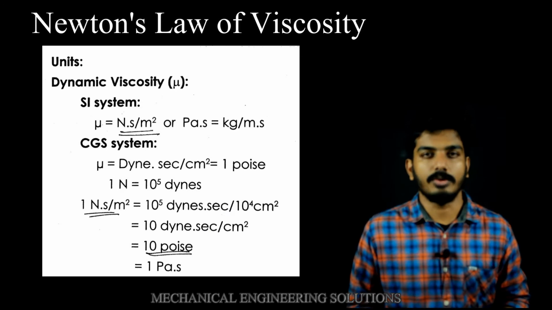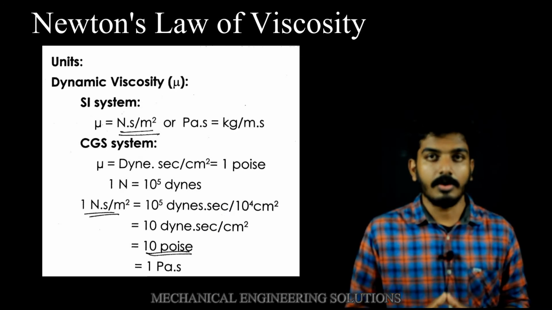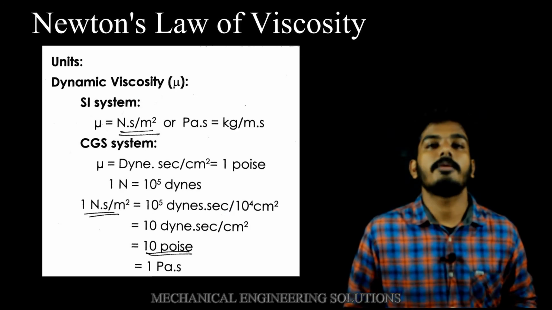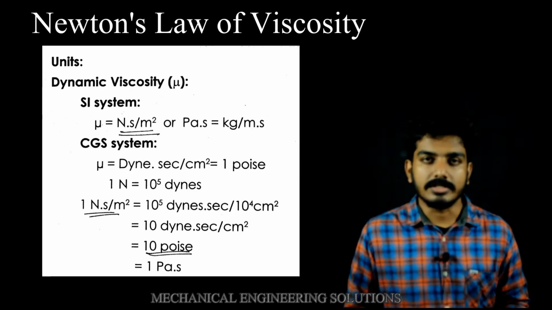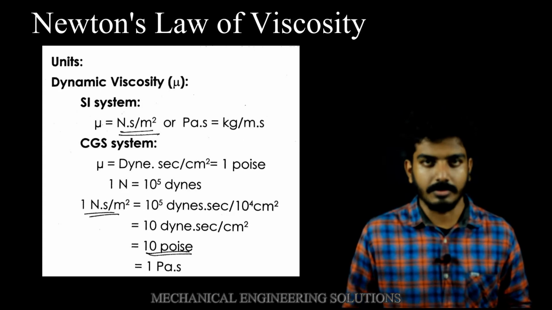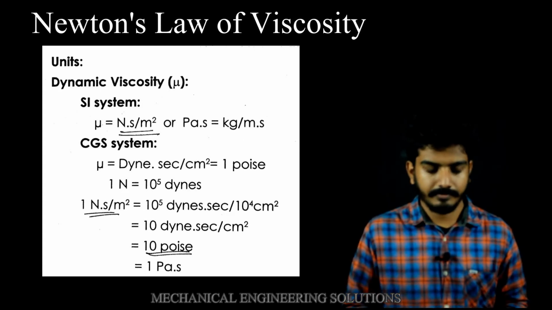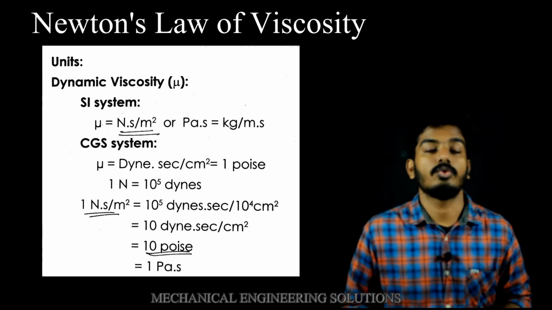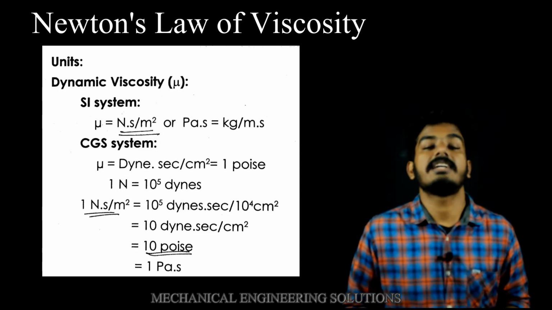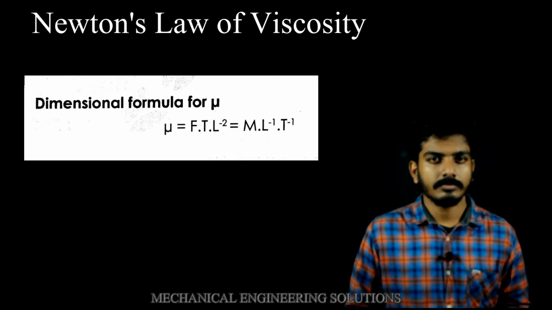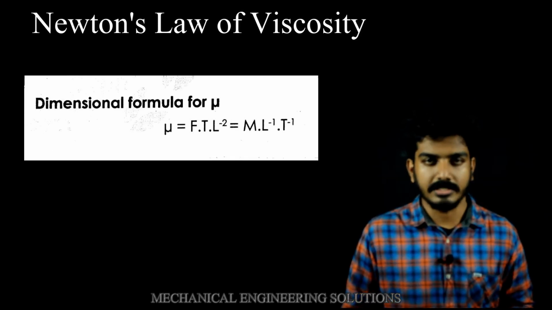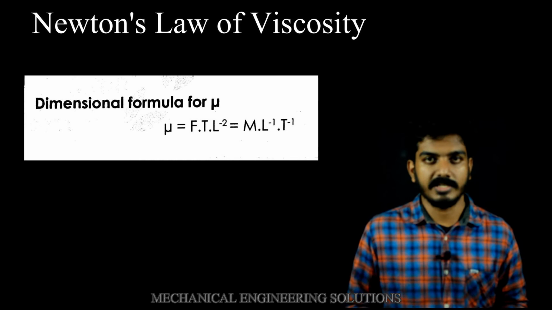Dynamic viscosity has the units Newton second per meter square, or Pascal second, or kilogram per meter second in the SI system, and also poise or dyne second per centimeter square in the CGS system. And 1 poise is equal to 1 by 10 Newton second per meter square, or we can say 10 poise is equal to 1 Newton second per meter square.